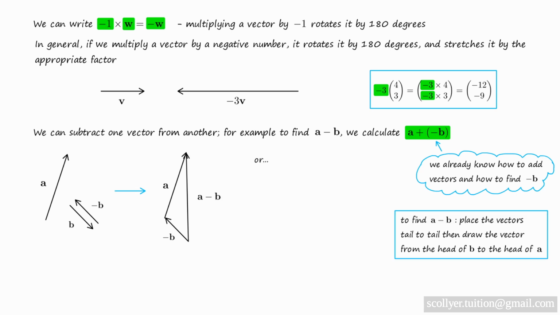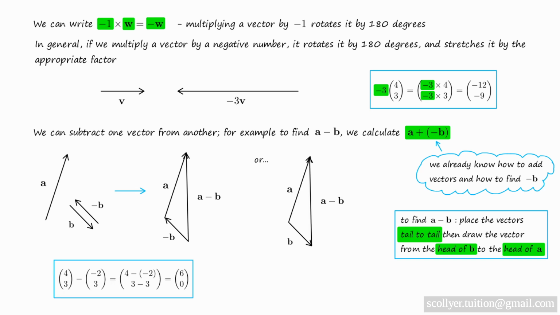Or alternatively, to find a minus b geometrically, we can place the vectors tail to tail and then draw the vector from the head of b to the head of a. To subtract one column vector from another, we subtract the x components and y components separately.